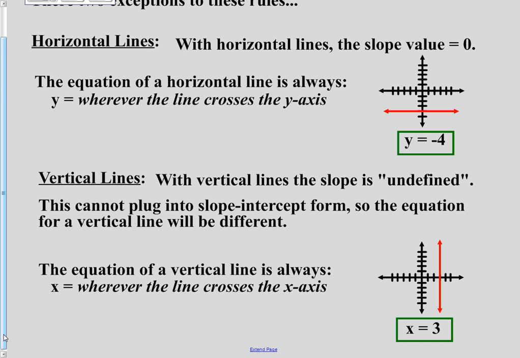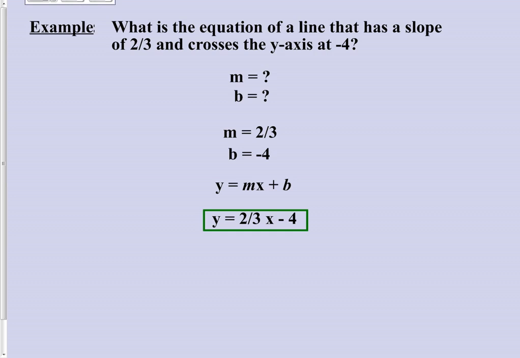But just like a horizontal line had an equation that said y equals wherever it crosses the y-axis, now we have a line that only crosses the x-axis. So its equation will say x equals wherever it crosses the x-axis. In this case, positive 3, x equals 3.